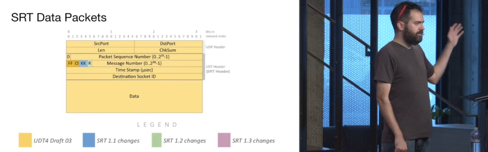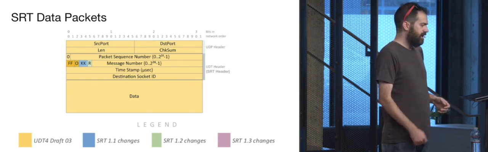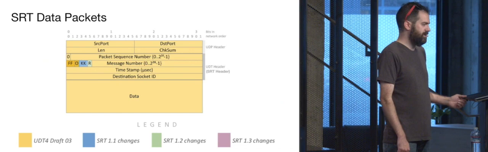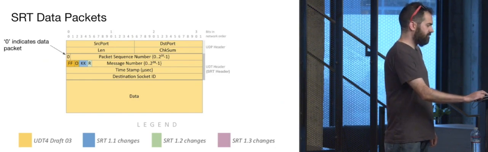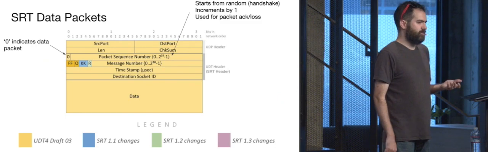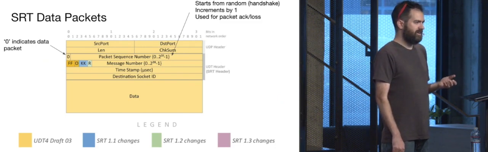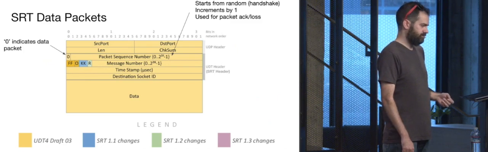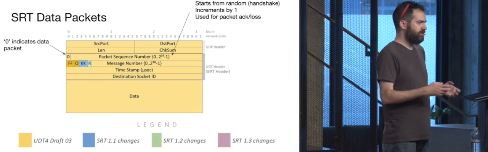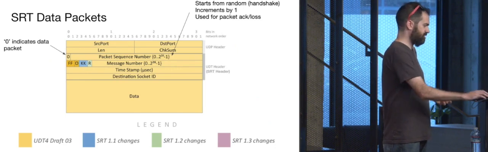So this is the anatomy of an SRT data packet from the technical overview. At the very beginning, you have a UDP header, and then you have the UDT header, which has been adapted into an SRT header. And the first bit is 0, which indicates that it's a data packet. And then you have a packet sequence number. This starts from a random value determined during the handshake, and it increments by 1 for every packet. This is the number used to identify packets and packet acknowledgement and packet loss messages.